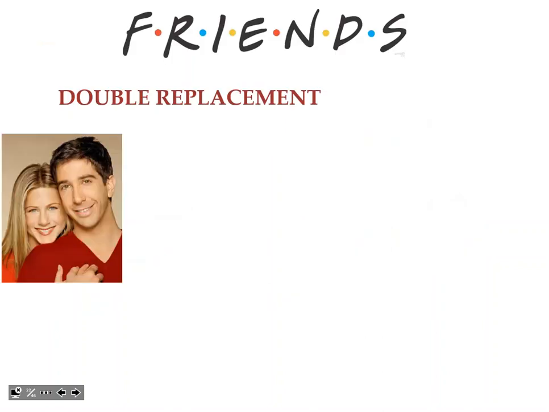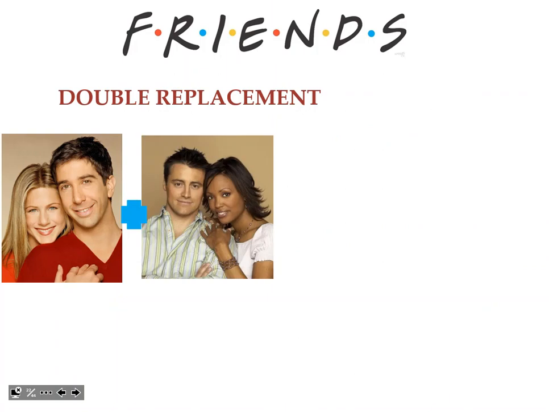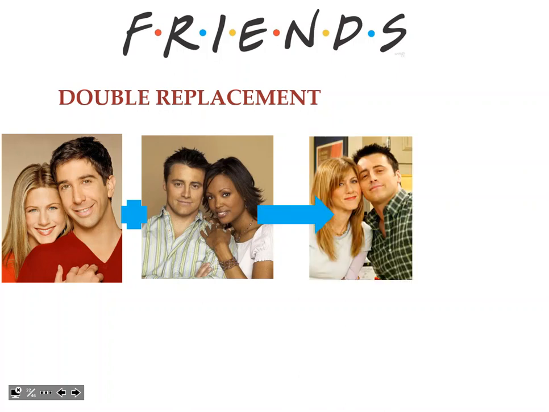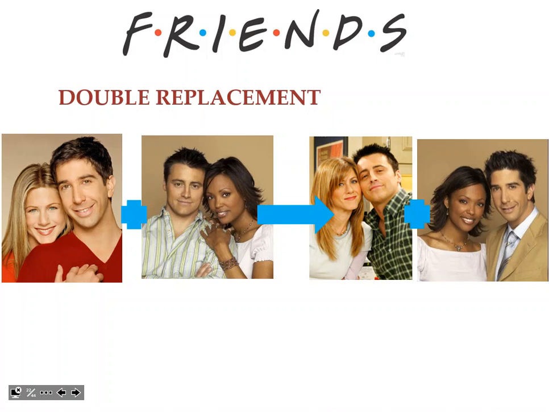All right, so here we have Rachel and Ross, of course, and Joey and Charlie. Some of you might not remember Charlie that well if you've watched the show, but she was Ross's paleontologist friend. And if we have double replacement going on, that means Rachel's going to be with Joey and Ross is going to be with Charlie. So it's the double switch. There you go.